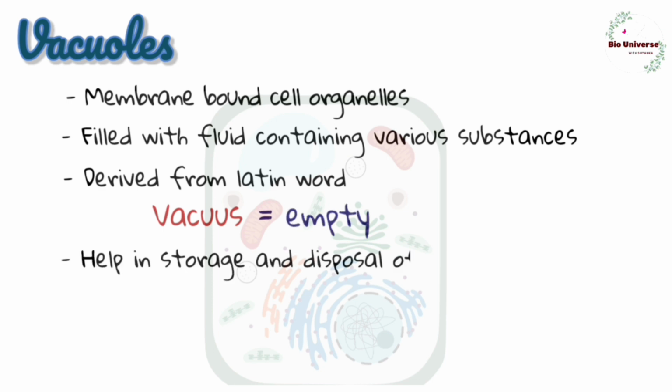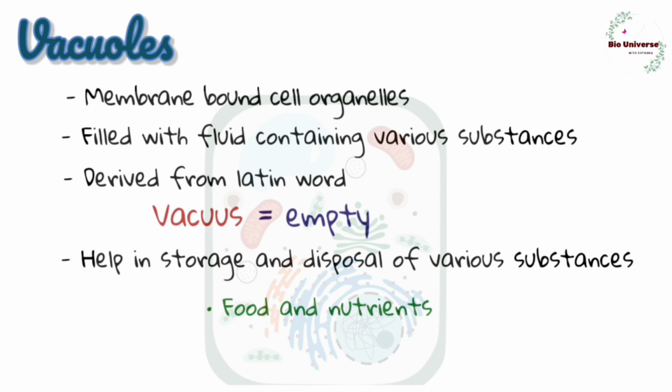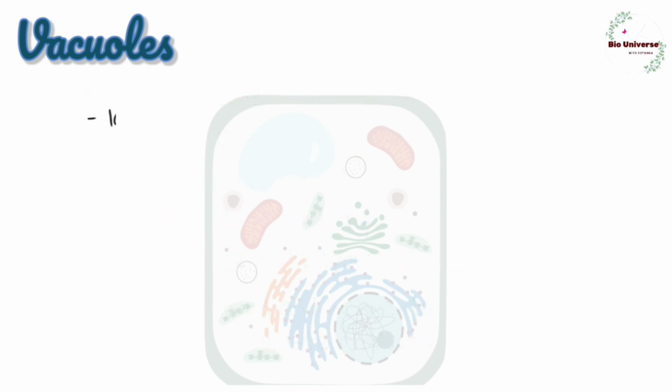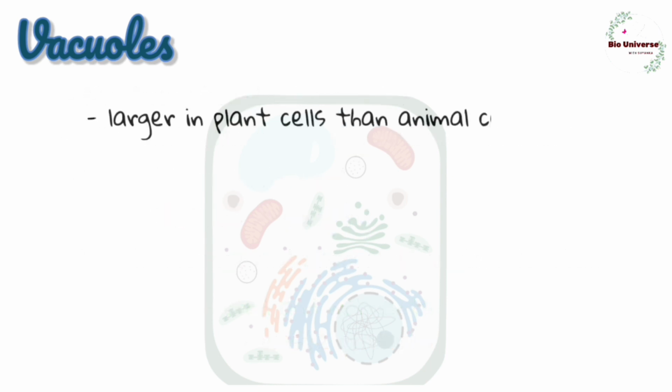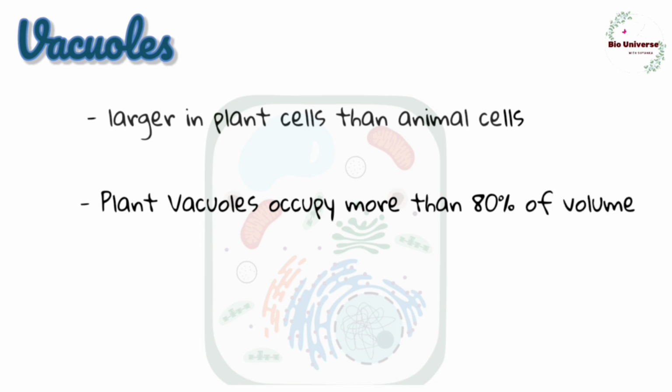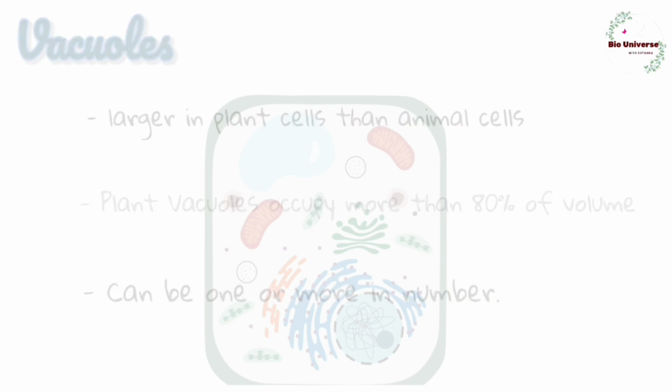Vacuoles help in the storage and disposal of various substances. They can store food or other nutrients required by a cell to survive. They also store waste products and prevent the entire cell from contamination. The vacuoles in plant cells are larger than those in animal cells. The plant vacuole occupies more than 80% of the volume of the cell. The vacuoles may be one or more in number.